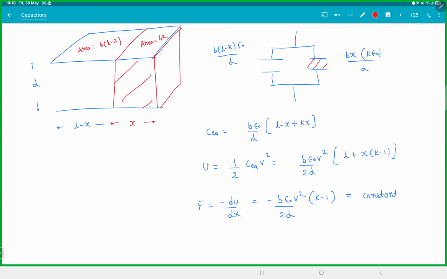You should definitely mark up this result. The force on the slab is this. If it is a square plate, b will be equal to L. So the force actually depends on the breadth and not the length of the capacitor. Have a look at this. Quite an important result. And the best thing about this result is it's constant, and the negative sign indicates attraction.